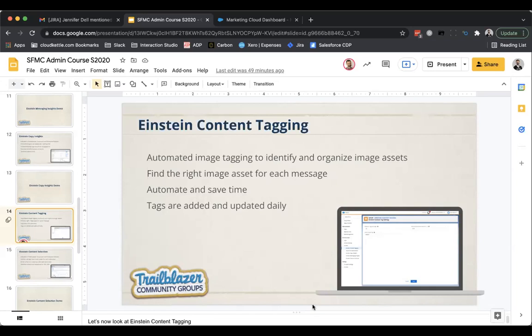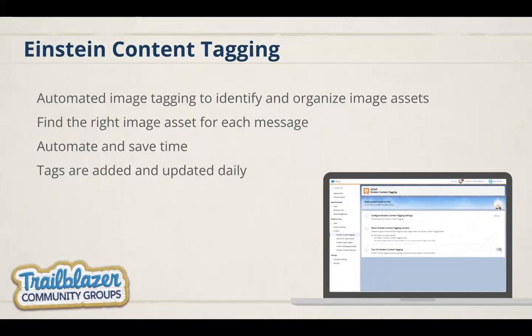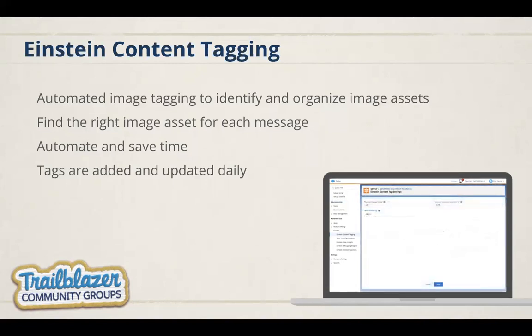So Einstein content tagging works by automating image tagging. And let me just actually go in present mode, because I think I've got some screenshots here. Yeah, here we do. It works by using machine learning to automate image tagging, enriching your image assets with tags and building a searchable content library. And in turn, this increases the efficiency of your search, so you can find the most relevant images for your message.